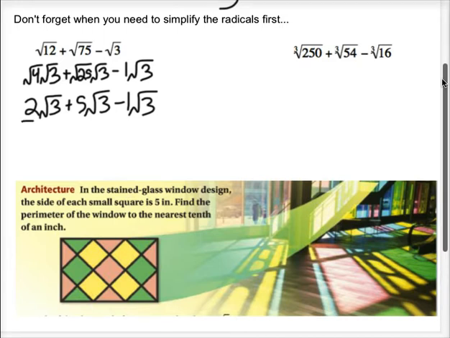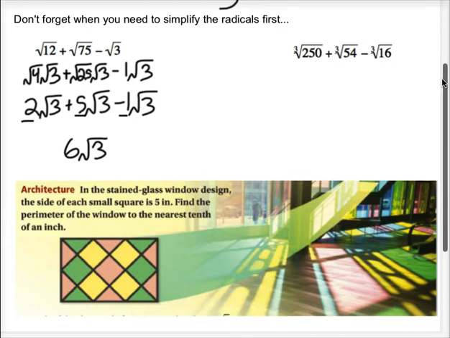So I have 2 plus 5, then minus 1. That's going to give me 6. And then the square root stays the same. Okay, you don't change the index or the radicand when you're adding and subtracting these square roots.